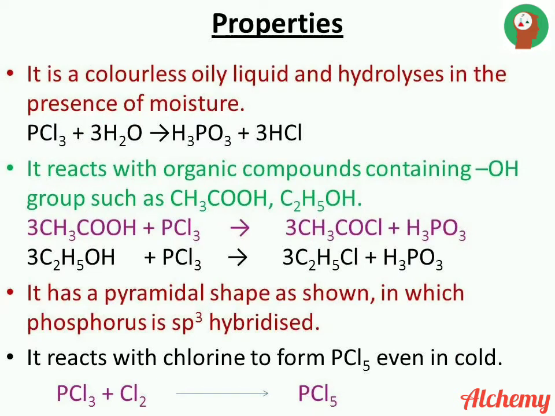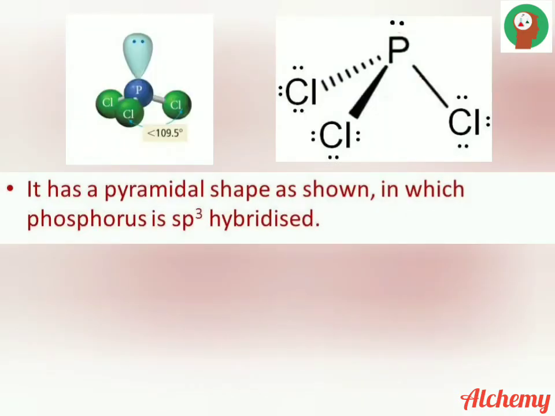Properties of phosphorus trichloride. It is a colorless oily liquid. It reacts with moisture to form phosphorus acid and hydrochloric acid. The reaction is PCl3 plus 3H2O gives H3PO3 plus 3HCl. Phosphorus trichloride has a pyramidal shape in which phosphorus is sp3 hybridized.